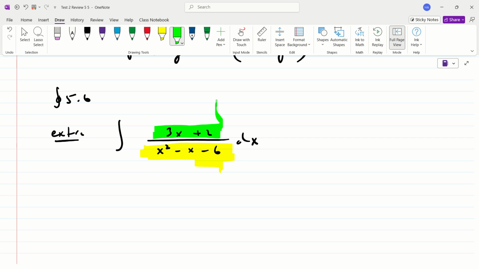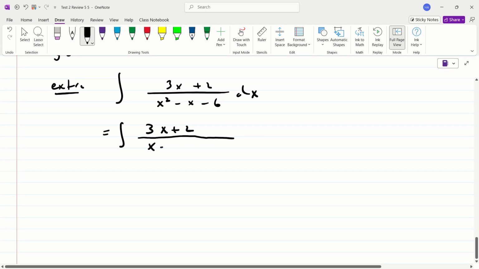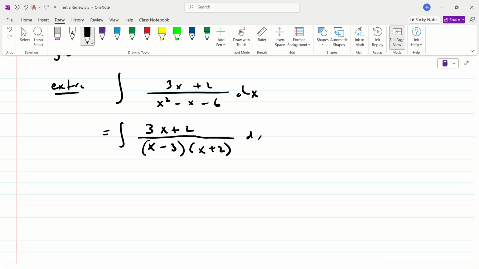If the top polynomial in green had a degree that was equal to or greater than the bottom, we would have to do a little bit of long division before we even start. So notice that this problem can be written as 3x plus 2 on the top, and the bottom is a nice convenient polynomial that can be factored out. And whenever you have the denominator being a product of distinct linear terms like this, we're in business, we can use partial fraction decomposition.